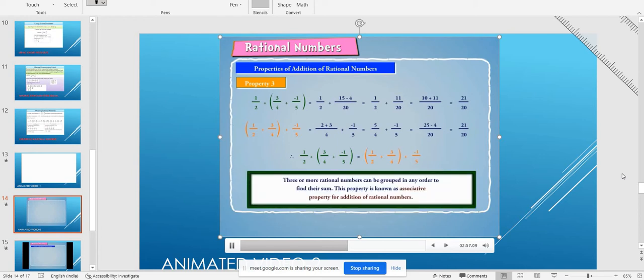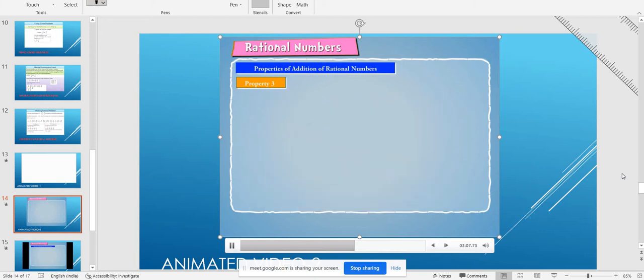Hence, 3 or more rational numbers can be grouped in any order to find their sum. This property is known as associative property for addition of rational numbers. Thus, if a, b, c are any three rational numbers, then a plus b plus c is equal to a plus b plus c.